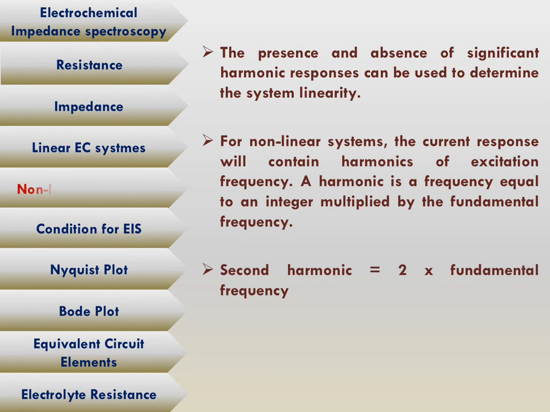The presence or absence of significant harmonic responses can be used to determine the system linearity. For nonlinear systems, the current response will contain harmonics of the excitation frequency. A harmonic is a frequency equal to an integer multiplied by the fundamental frequency. The second harmonic is 2 times the fundamental frequency.